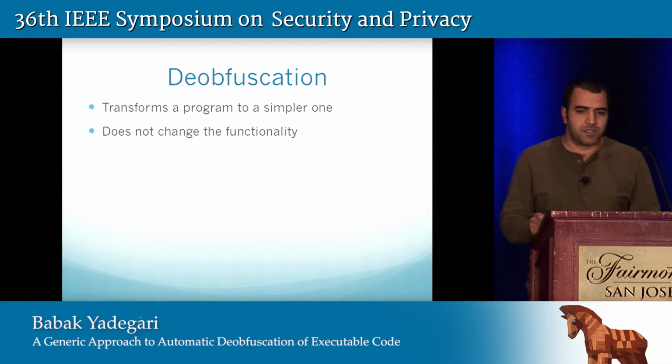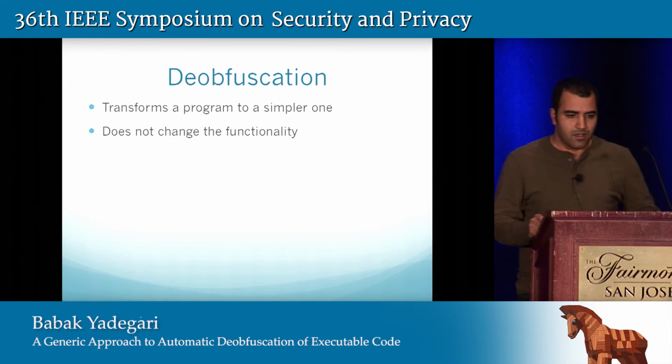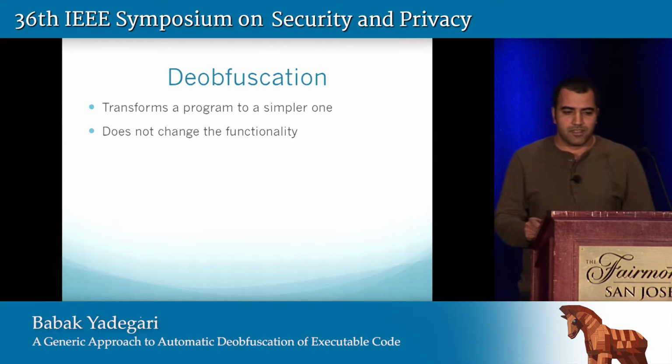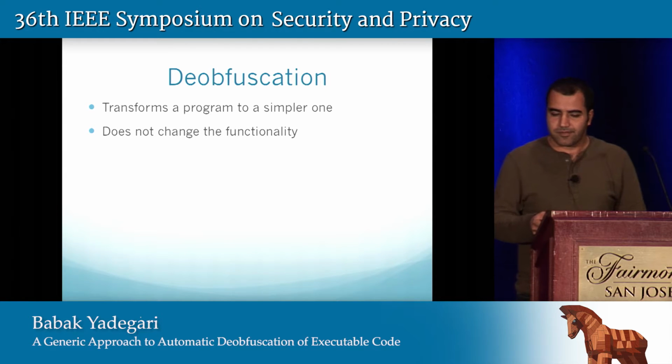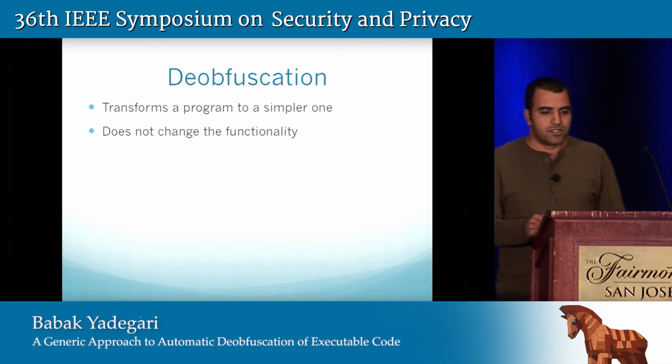We are referring to deobfuscation, as opposed to obfuscation, as a transformation or process that, given an obfuscated program, will produce a program that is simpler to understand and easier to analyze. And this process should not change the functionality of the code or the program that was obfuscated.